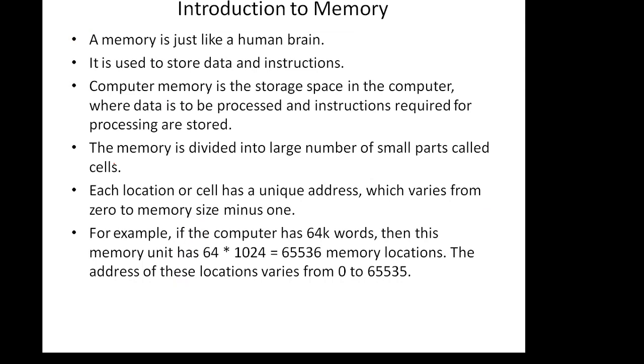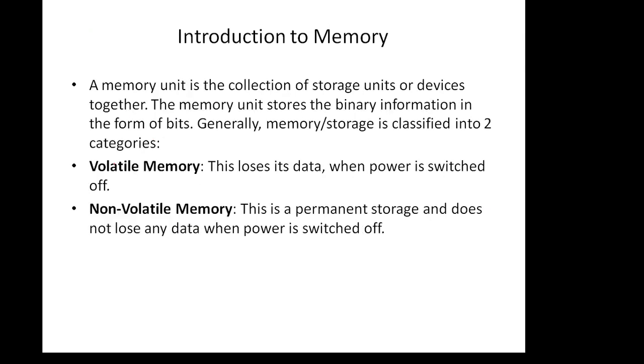So this is the introductory part that I have explained to you. When it comes to volatile memory and non-volatile memory, volatile memory means the data is going to be lost when we switch off the power. Non-volatile means it is a permanent storage. Even if you switch off our computer, the data will be stored. That is the difference between volatile and non-volatile memory.